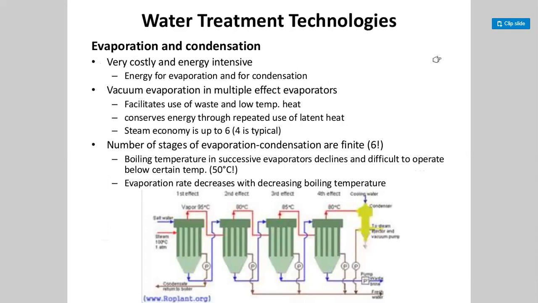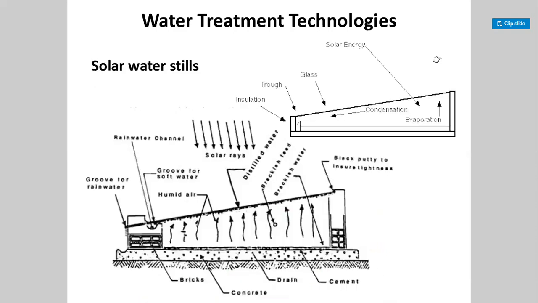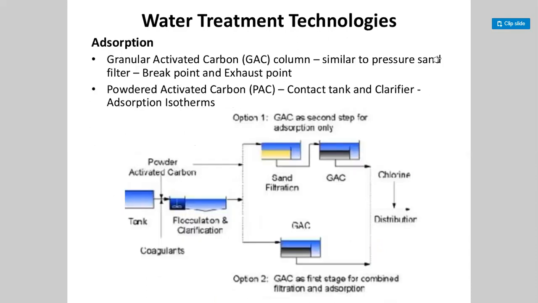The number of stages of evaporation and condensation is finite. The boiling temperature in successive evaporators declines, and it is difficult to operate below a certain temperature. Evaporation rates decrease with decreasing boiling temperature. Here, wastewater technologies: solar water stills.